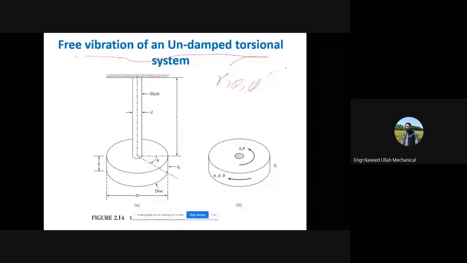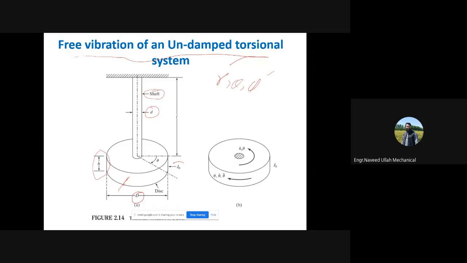If you have, let's say, this shaft having diameter d, and similarly this is the height of this circular disc, and this is the outer diameter. And this is the polar moment of inertia. Now instead of having an initial displacement of x naught, we are initially twisting it by theta naught. As you twist it, then you remove that disturbance.